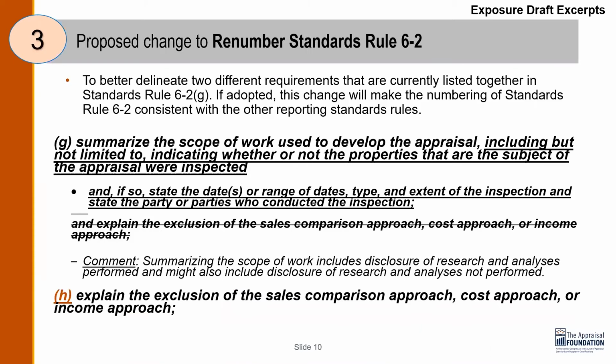Okay, then tell us about the change that is proposed to Standards Rule 6-2 on slide 10. Go ahead. The primary goal of this revision is actually a continuation of a proposal from earlier exposure drafts. The ASB proposes to renumber this section to better delineate two different requirements that are currently listed together in Standards Rule 6-2G. The first of these requirements is to summarize the scope of work, and the second is to explain the exclusion of the approaches. As noted here on this page, if we do split these requirements, this will make the numbering of Standards Rule 6-2 consistent with the other reporting standards rules.